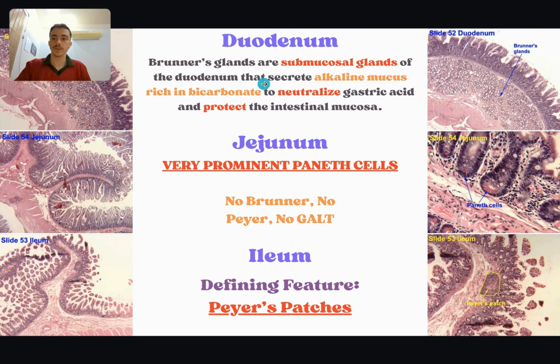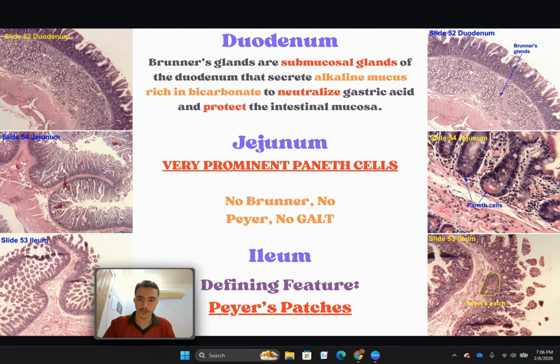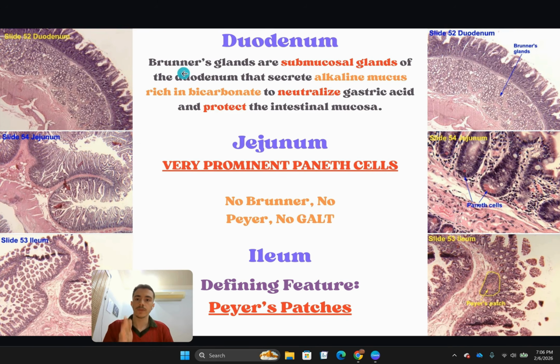Duodenum, jejunum, ileum. For the duodenum, the Brunner glands are submucosal glands, so they are here, and they secrete the alkaline mucus, which is rich in bicarbonate, to neutralize the gastric acid, to face the acids, to protect the intestinal mucosa. For the jejunum, they are very prominent with the Paneth cells. Paneth cells for what? For the innate immunity, for defense. No Brunner, no Peyer's, no GALT. Only Paneth cells.